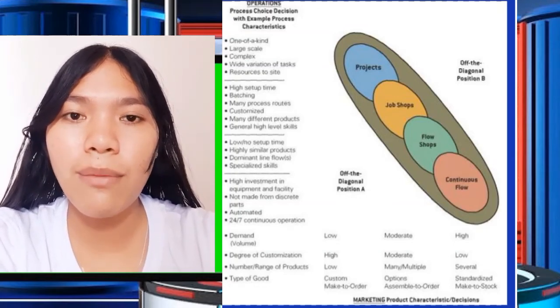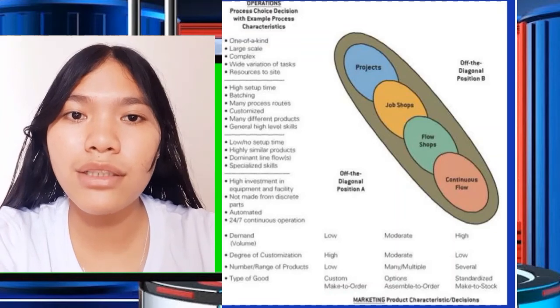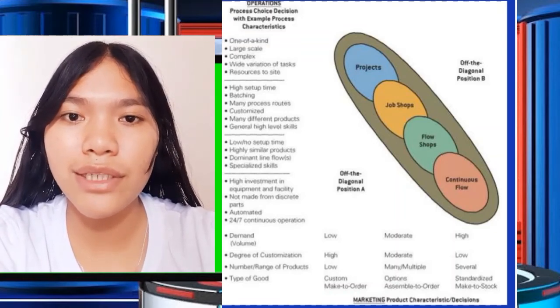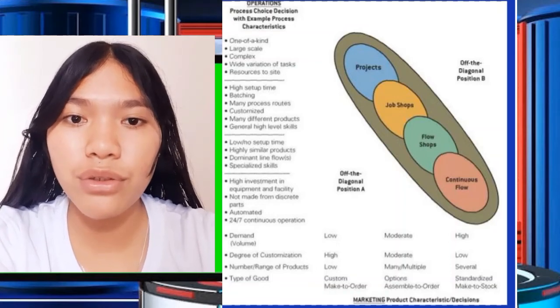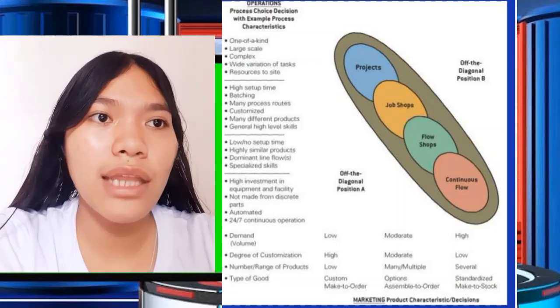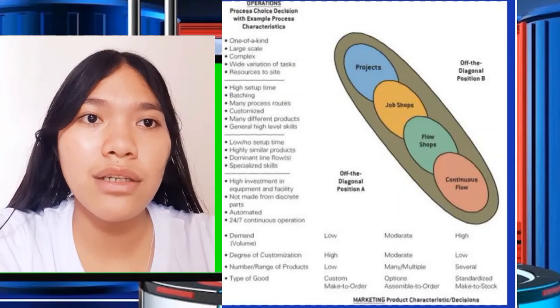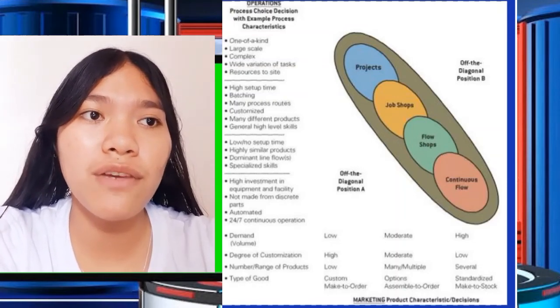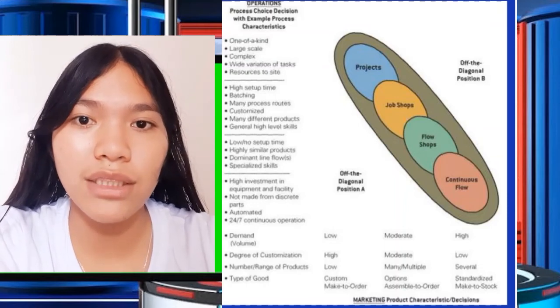So, di ba, nakita nyo siya, siya ang model na nag-describe sa process decisions and its characteristics of the manufactured goods. So if product and process characteristics are not well matched, the firm will be unable to achieve its competitive priorities effectively.